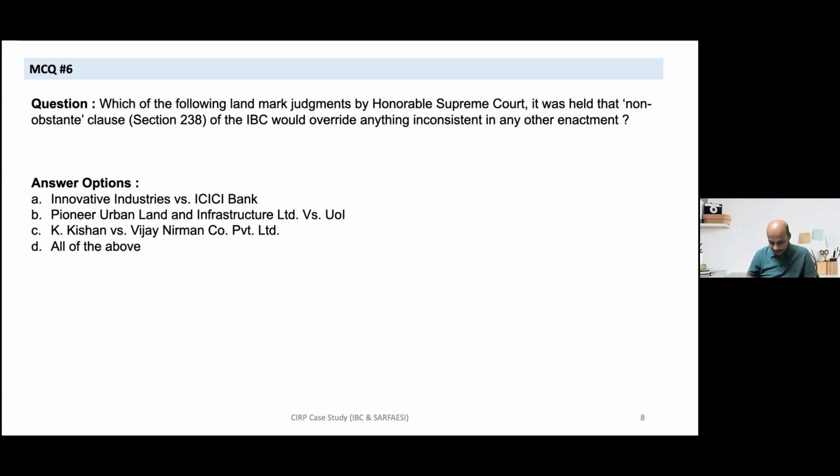And number 3, which is K. Kishan versus Vijay Nirman. In this, section 238 of the code will prevail in case there is an inconsistency between the code and the Arbitration and Conciliation Act 1996. So which means all these 3 case laws basically highlight that section 238 would always prevail if there is any conflict with any other act.